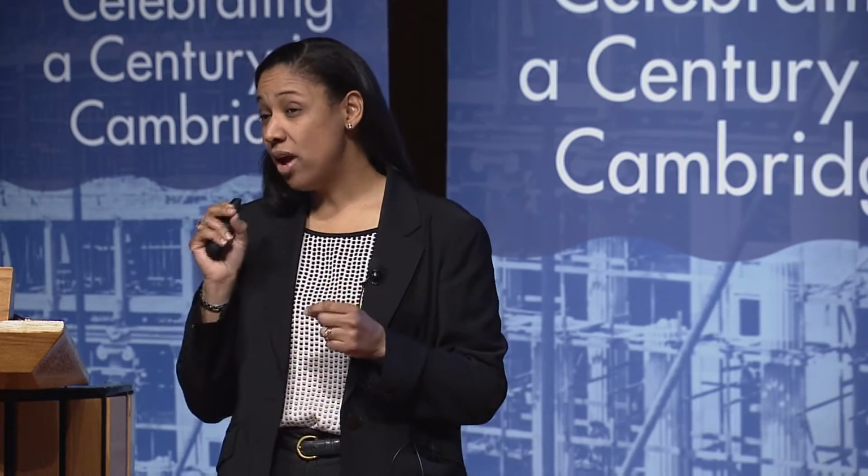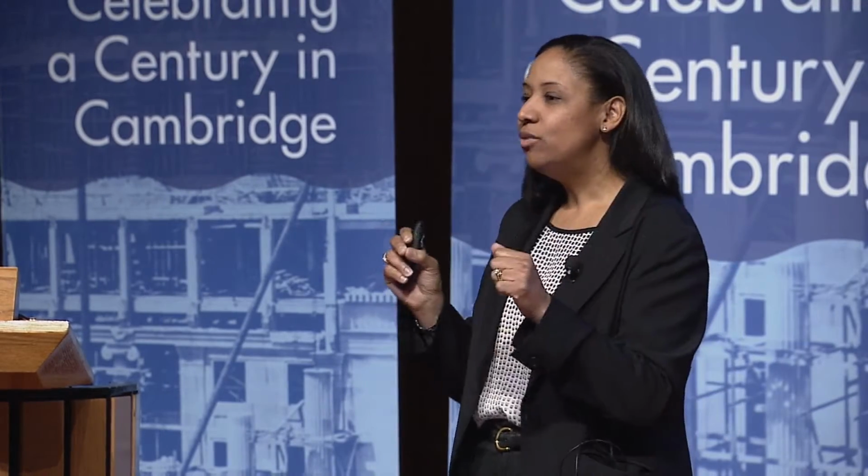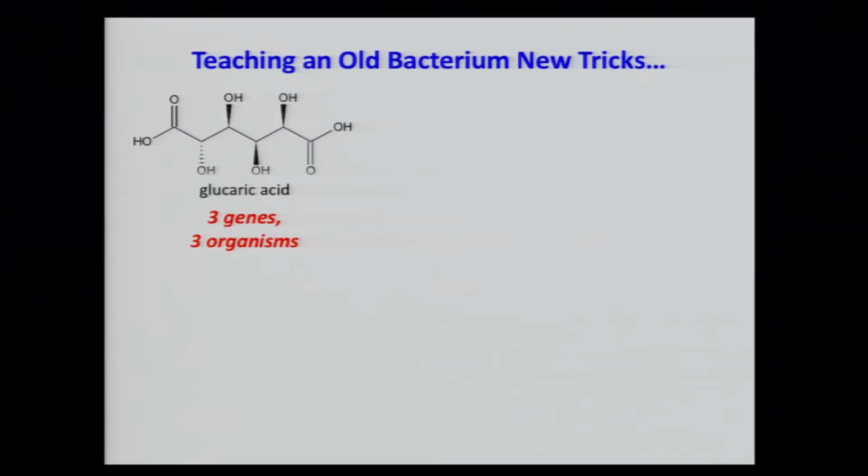And I can tell you the way nature chooses to do this would actually more likely instill fear and trepidation in a graduate student than inspire them to do something great. Instead, we could take three genes, just three genes, from three distinct organisms, from a yeast, a mouse, and a bacterium, put them together in E. coli and get them to make this compound.